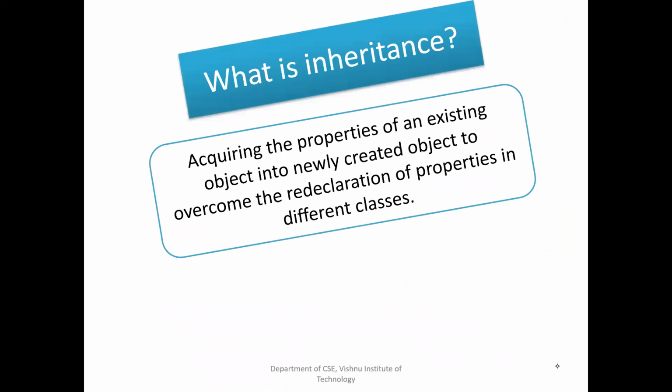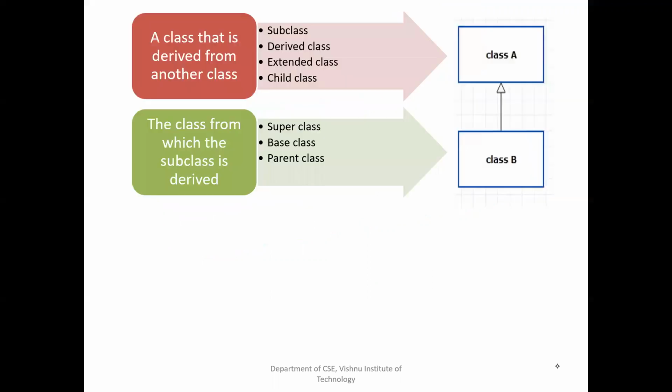This is the definition of inheritance. Whenever they ask what is inheritance, you should quickly say that it is acquiring the properties of an existing object into a newly created object. That is a simple definition, and you can also say why you are acquiring the properties of an existing object into another: to overcome the redeclaration of properties in different classes. Okay, see this class diagram, class B is derived from class A.